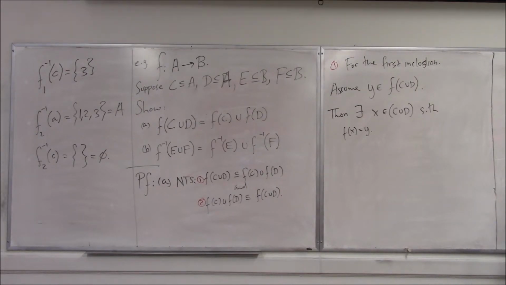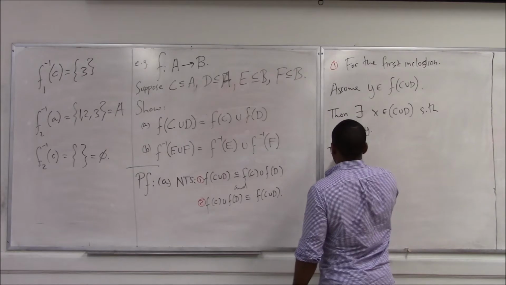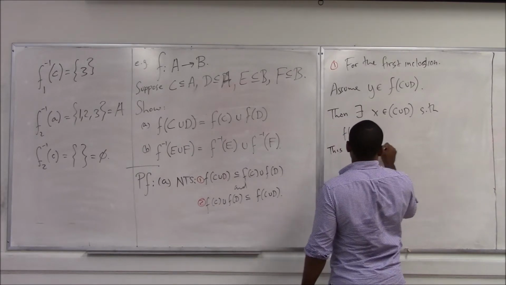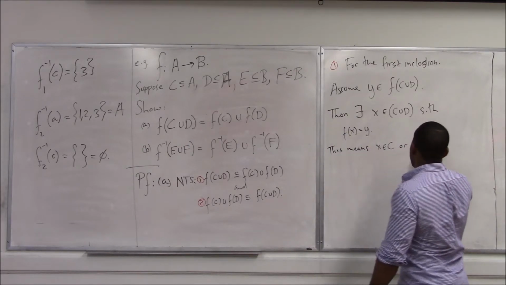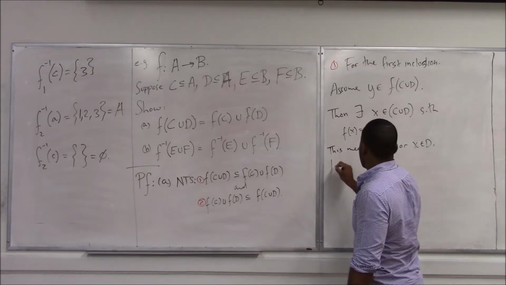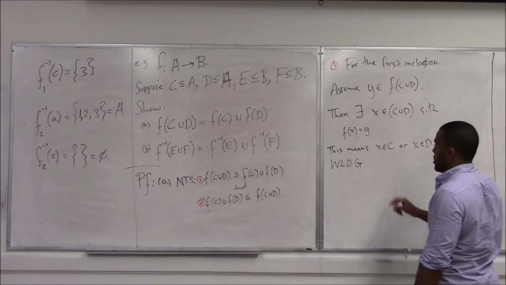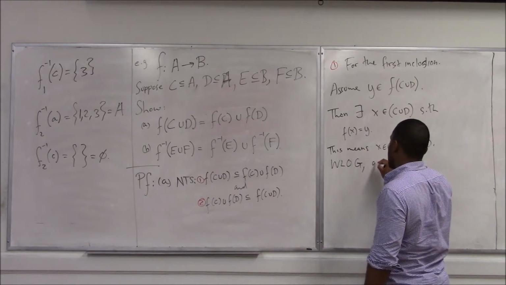Cases. What are the cases? Suppose X is in C union D. This means X is in C or X is in D. Could it be both? Could be both, if they are overlapping. Without loss of generality, though, let's just assume it's in C.